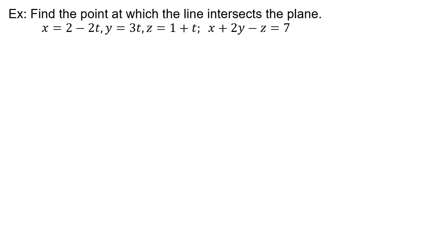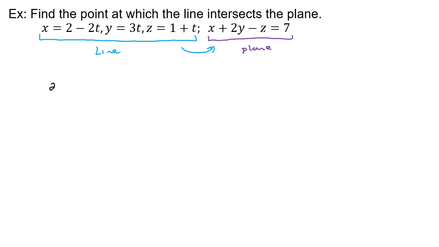Okay, find the point at which the line intersects the plane. So this is a line here. These first 3, the x, the y, and the z, are your line, intersecting the plane x plus 2y minus z equals 7. This looks kind of complicated, but it is one of the easiest things you can do. If you know x equals 2 minus 2t and y equals 3t and z equals 1 plus t, you just take this and plug it in where the x, the y, and the z are. And that's all you're doing.